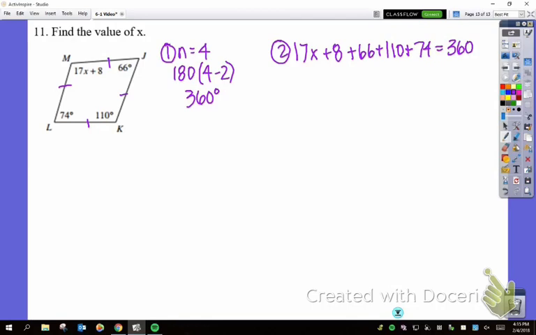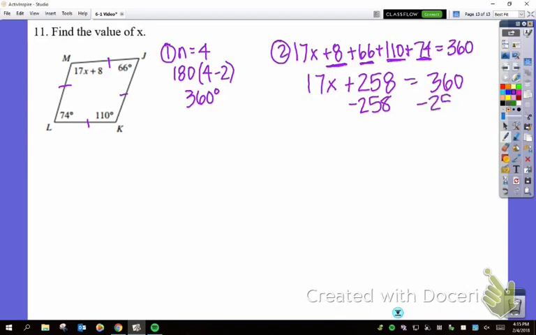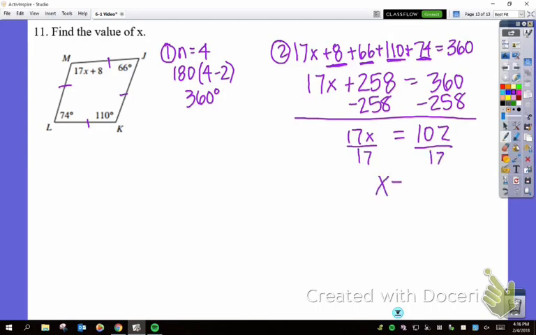Now when we add all of our numbers, here we're adding 8, 66, 110, and 74 together. We're going to end up with a positive 258. We don't have any other x's, so it's still 17x equals our 360. And then we're still just solving, so subtracting 258. Now we get 17x equals 102. Now we're going to divide by 17 and get x equals 6.